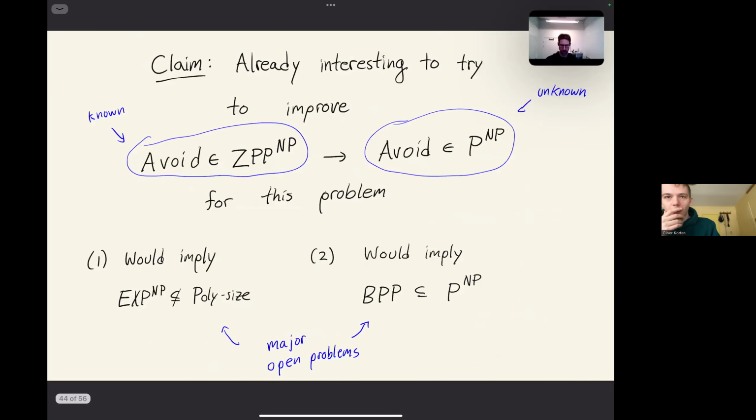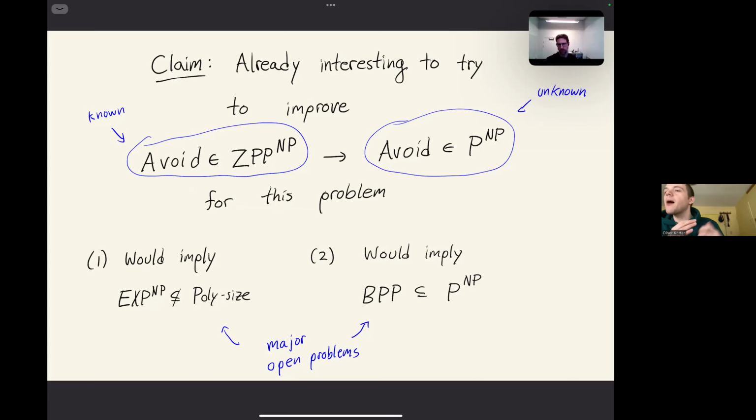And so the claim I wanted to make by bringing this up is that we said on the left, we know that this problem, Avoid, is in what I called ZPP to the NP. And I claim that there's already a very interesting, kind of non-standard question about this problem. Before I was comparing this to trying to build an analog of NP completeness, where normally the type of reduction is a polynomial time reduction.